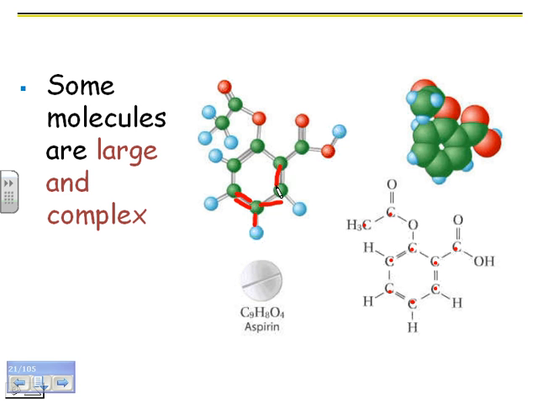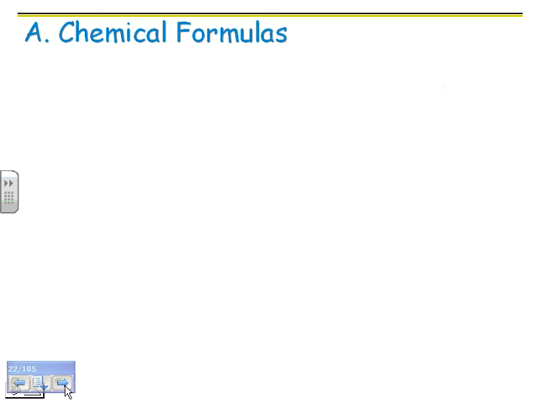Here's another one, it's making 1, 2, 3, 4 bonds. Whereas oxygen only makes 2. There's 1, 2. Hydrogen only makes 1. So carbon's going to be really, really important for our study of chemistry.